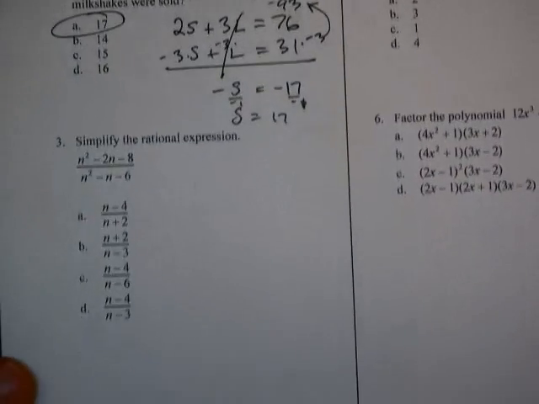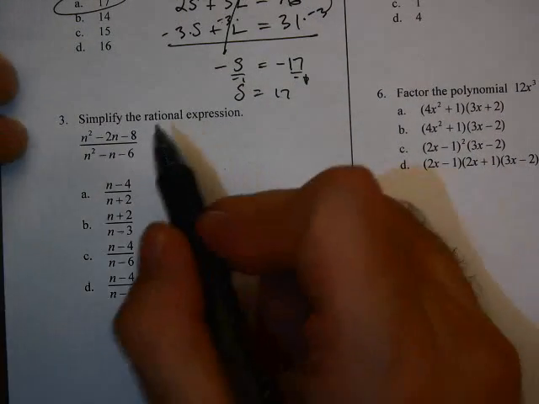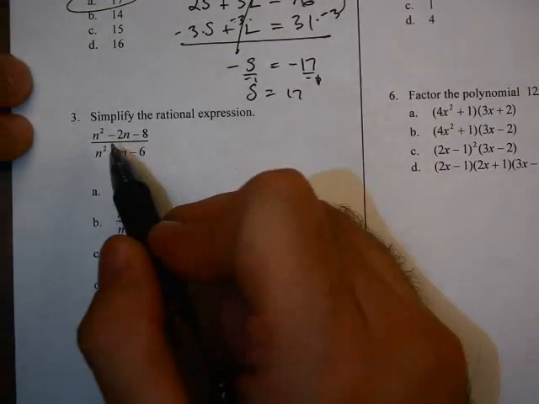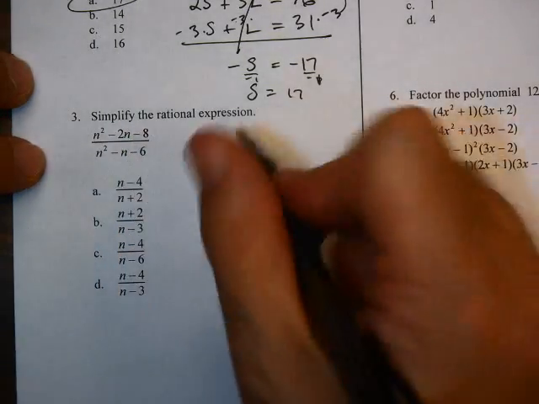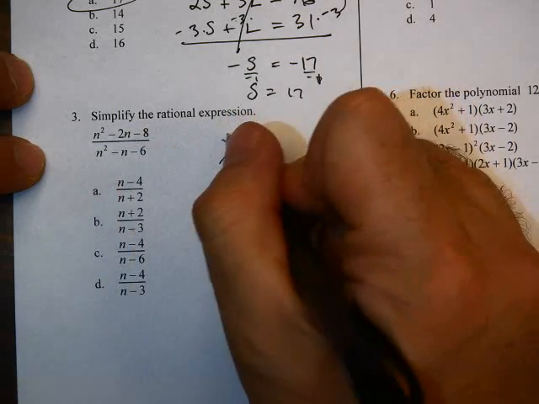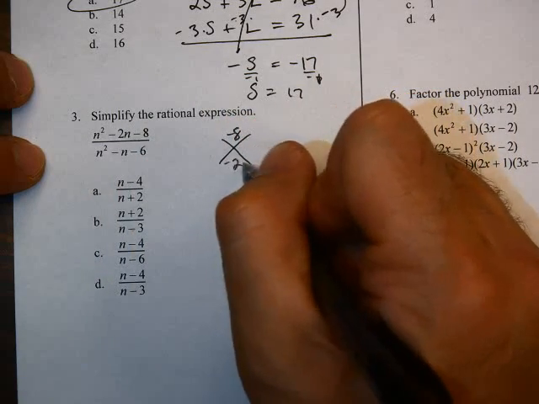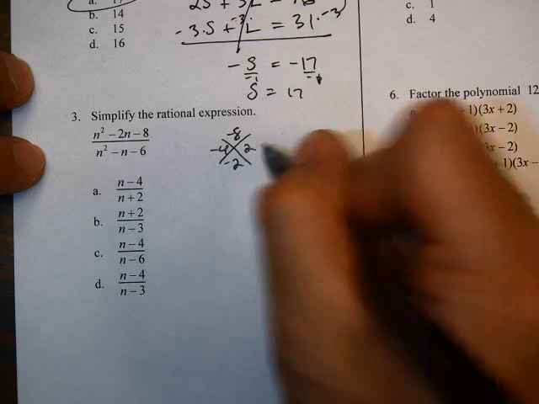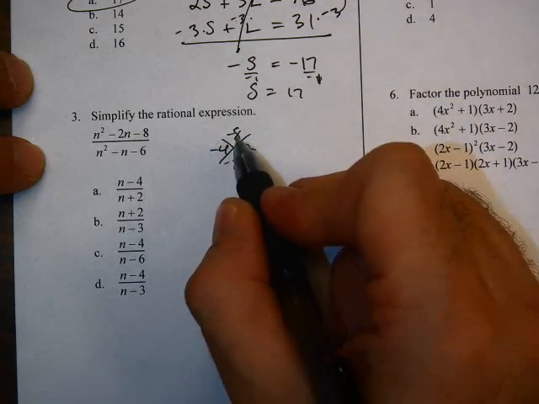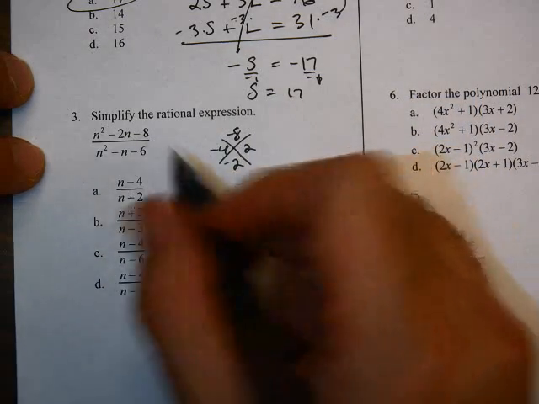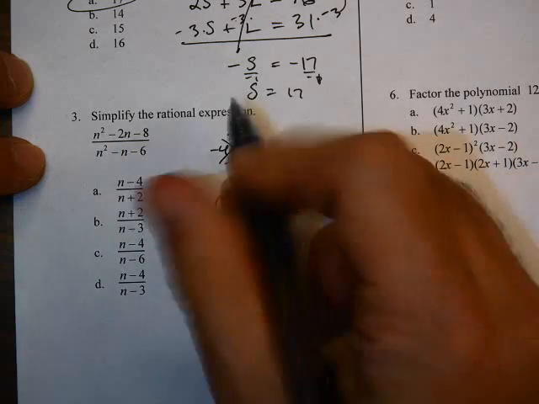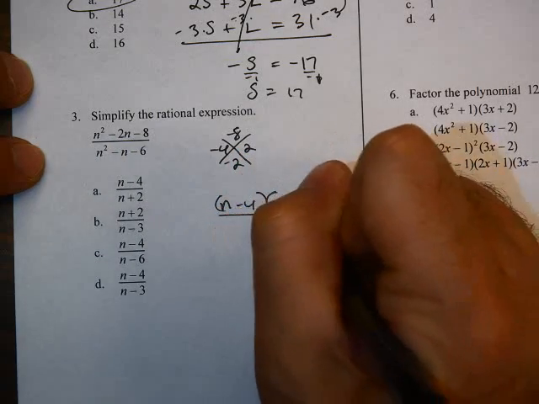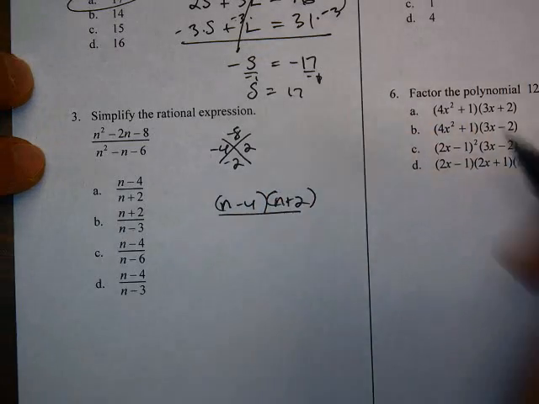Number 3, really only one method for number 3, simplify the rational expression. So now we're meant to take both of these, we're going to factor both top and bottom. I'm going to factor the top, I get negative 8 on top of my diamond, negative 2 on the bottom, negative 4 and positive 2 work because they multiply to give me that, add to give that. And since it's a 1 in front, I can go straight to this. So it becomes n minus 4 over n plus 2.